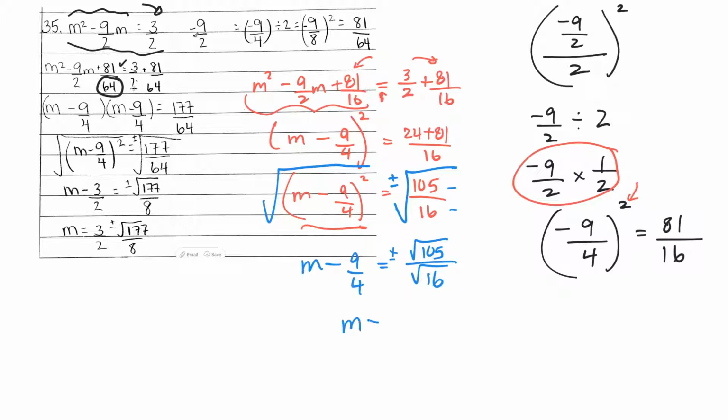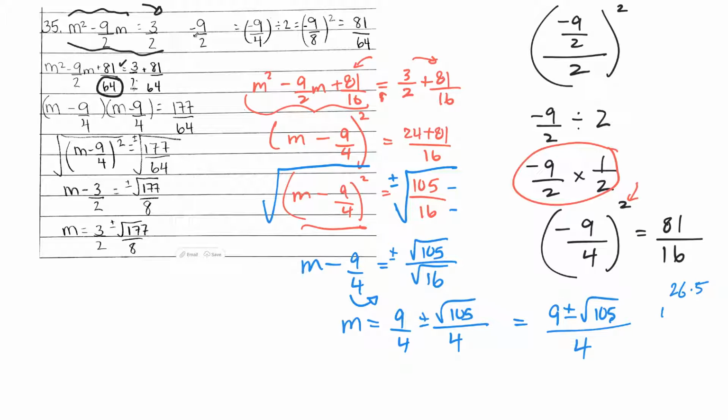So then it'll be m is equal to 9 quarters. So I added 9 quarters on both sides. I'll take that to the other side. Plus or minus square root of 105 over square root of 16, which is 4. So it'll be 9 plus or minus a root of 105 all over 4. Now 105, I think that's 21 times 5, or 3 times 7 times 5. Yeah, there's none of those perfect squares that'll divide evenly into that. So that's probably where I'd leave the answer for that one.